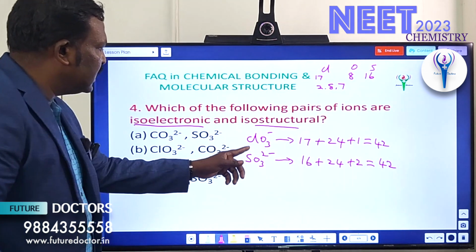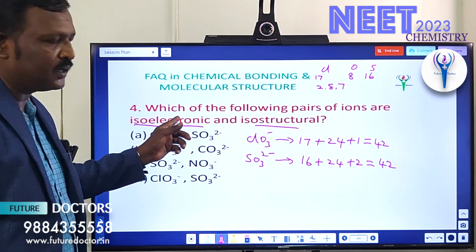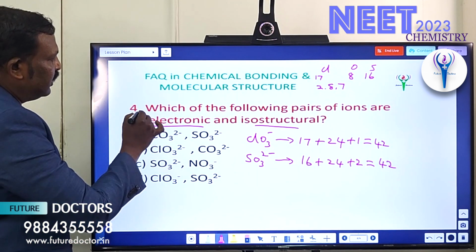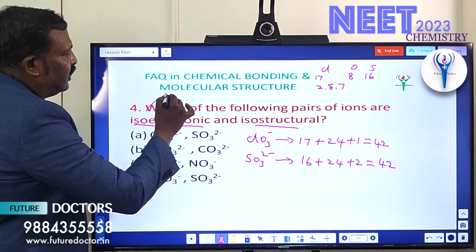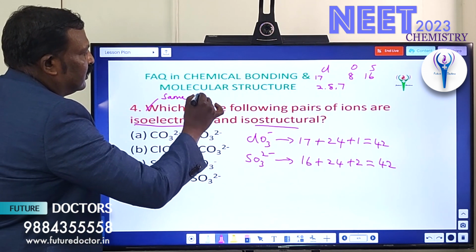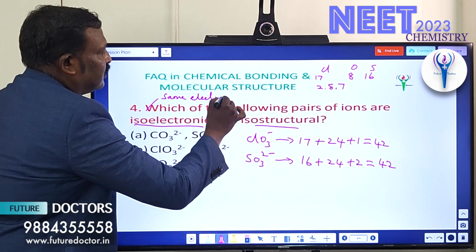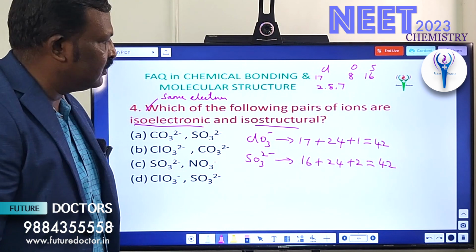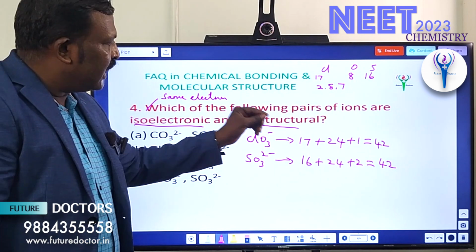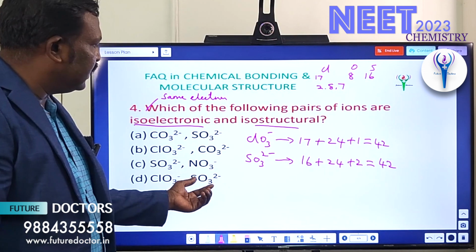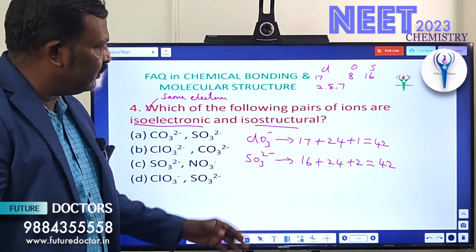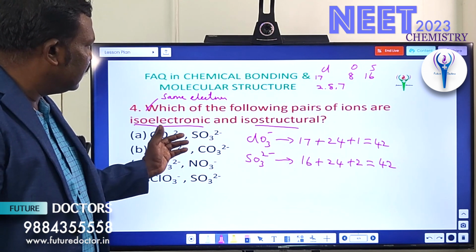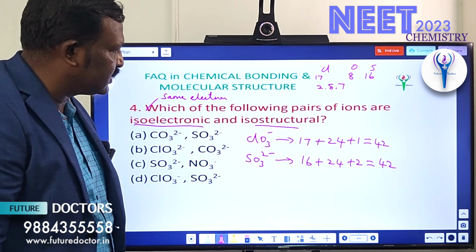So these two species have the same number of electrons, so they are isoelectronic. What's the meaning of isoelectronic? Iso means same electron. That's the meaning of that. Understood? Next one is isostructural. Isostructural means we have to find out the hybridization. Then only we can decide these two species are isoelectronic as well as isostructural.